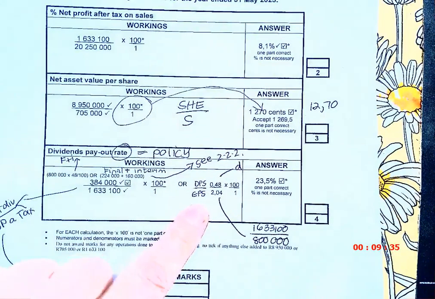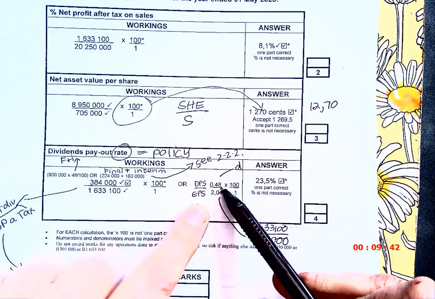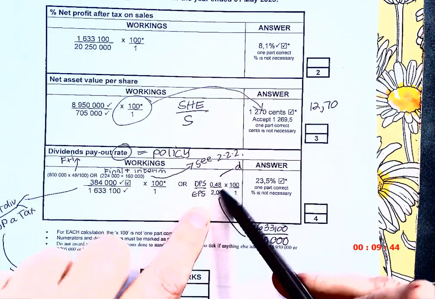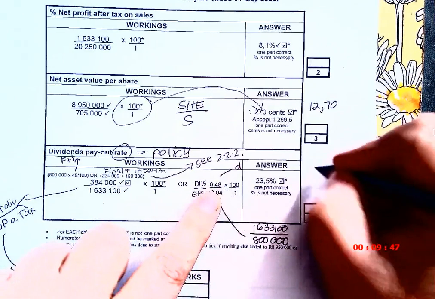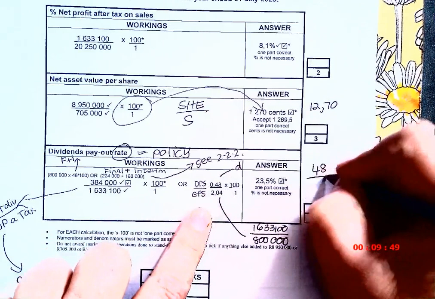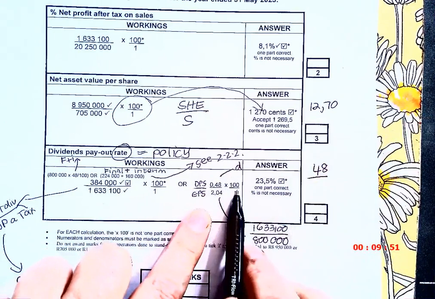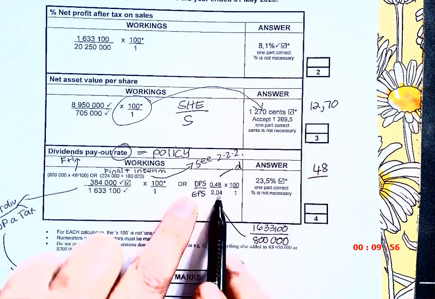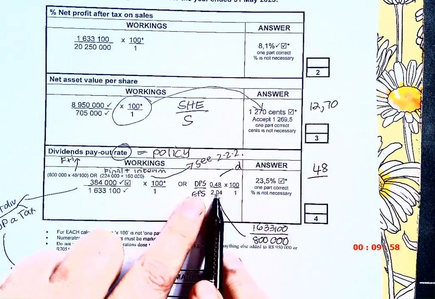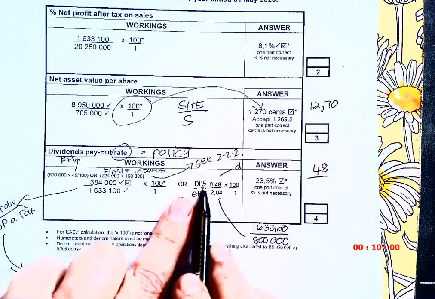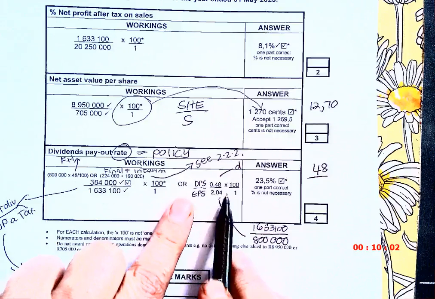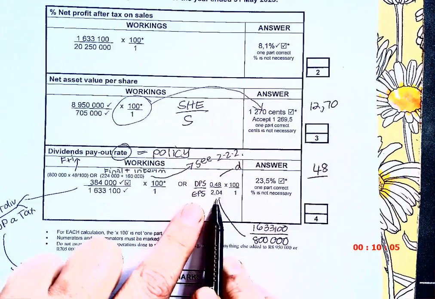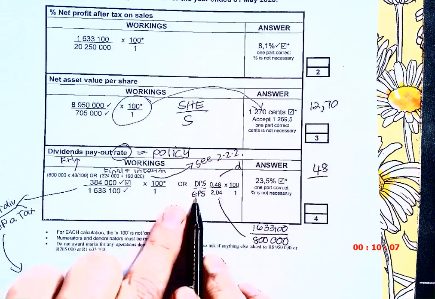Now, the other method is the one that we usually do, the DPS on the EPS. Now, what did they go to? They took the DPS, your dividends per share. So if you said 48, it's still fine. Then you don't have to times with 100. Okay? Why did they say 0.48? Because it's 48 cents. So it's 0 rands, 48 cents. How did they get the 2 rand and 4 cents?